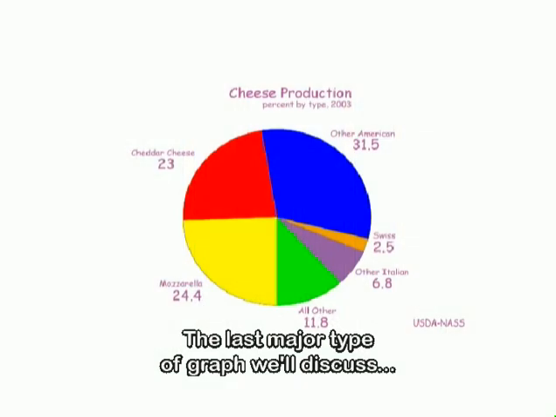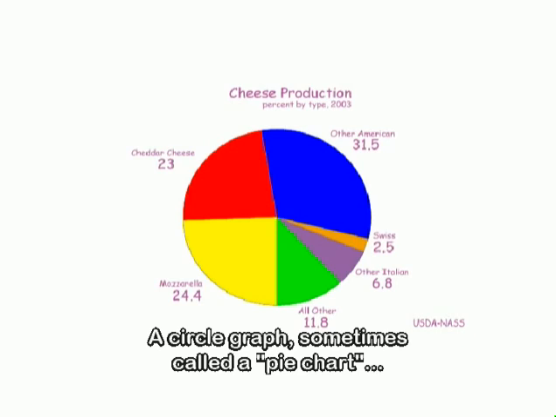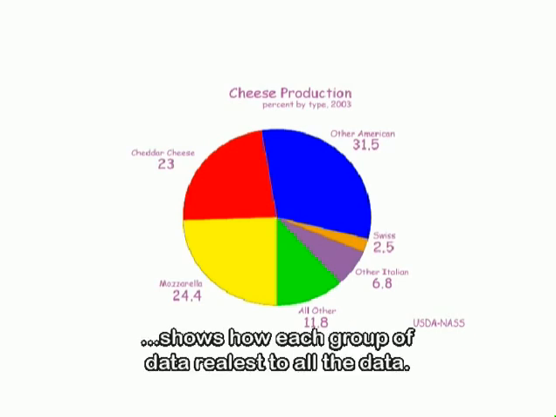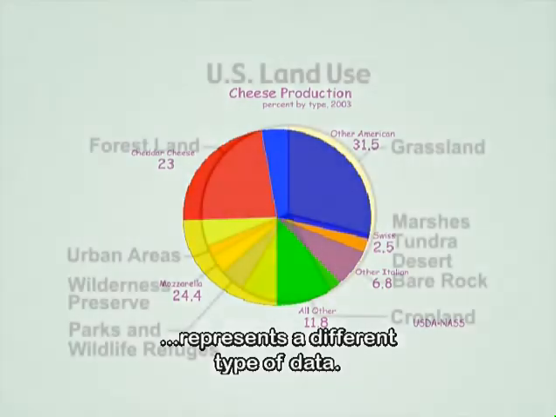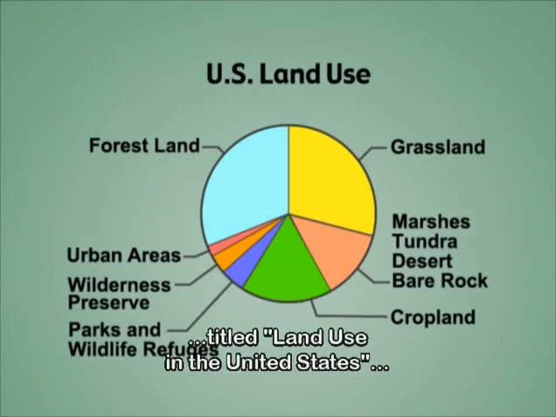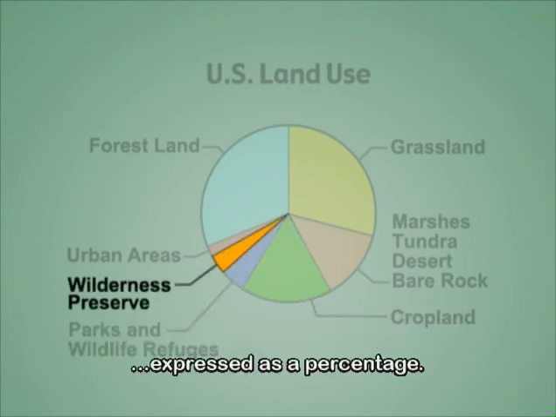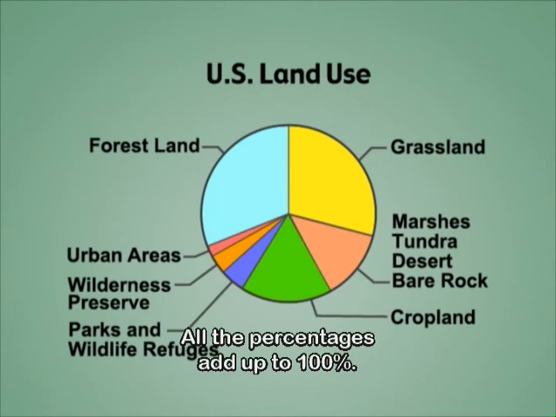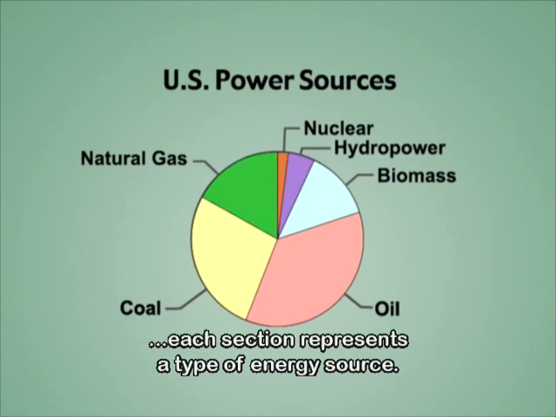The last major type of graph we'll discuss are circle graphs. A circle graph, sometimes called a pie chart, shows how each group of data relates to all the data. Each section of the circle represents a different type of data. In this circle graph, titled Land Use in the United States, each section represents a different type of land use expressed as a percentage. All the percentages add up to 100%. Whereas in this circle graph, each section represents a type of energy source.